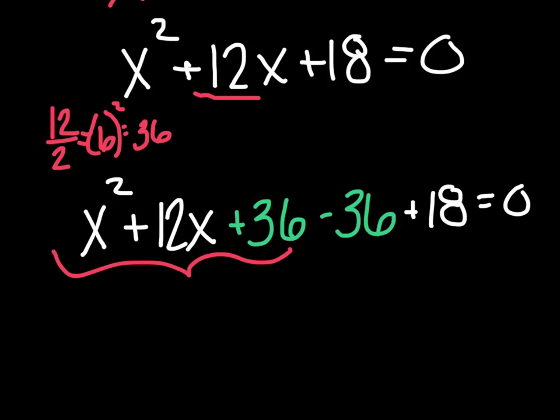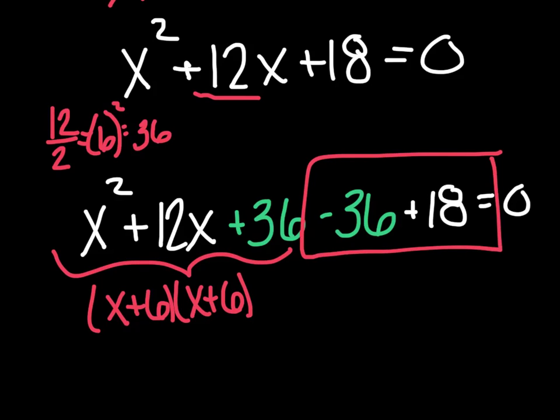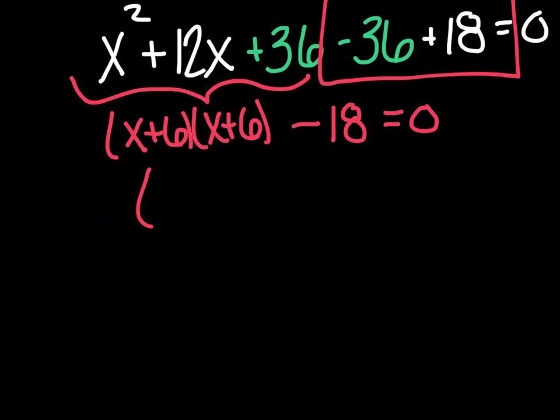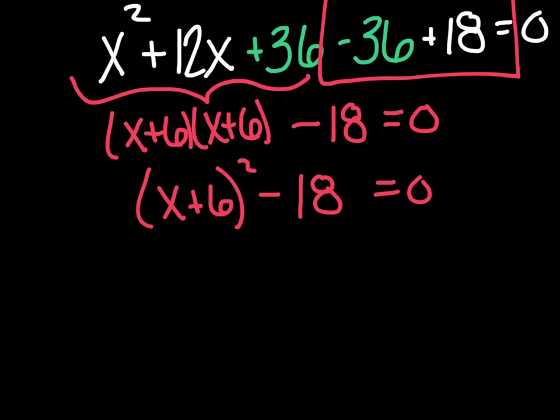Bracket those first three in. They should factor real nice. I'm going with x plus 6 and x plus 6. Okay, we'll box the next two in. Negative 36 plus 18 is a negative 18 equals 0. And we'll just keep going here. This is really x plus 6 squared minus 18. So again, if they asked you what was the vertex, you should be able to say negative 6, negative 18.